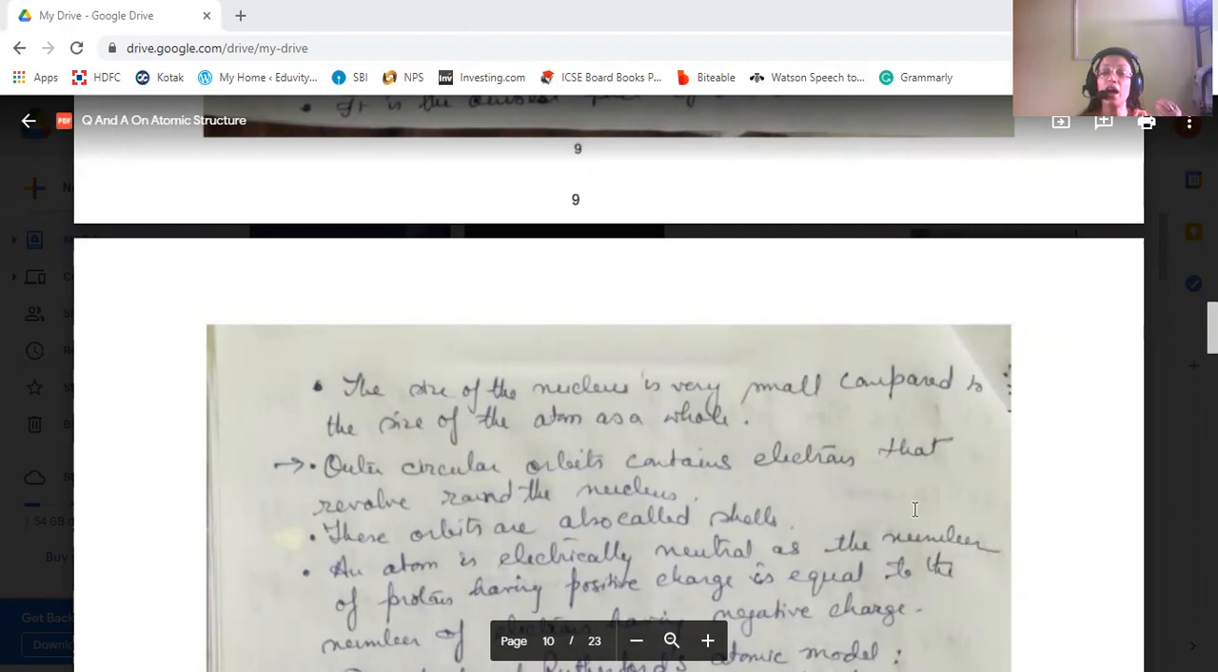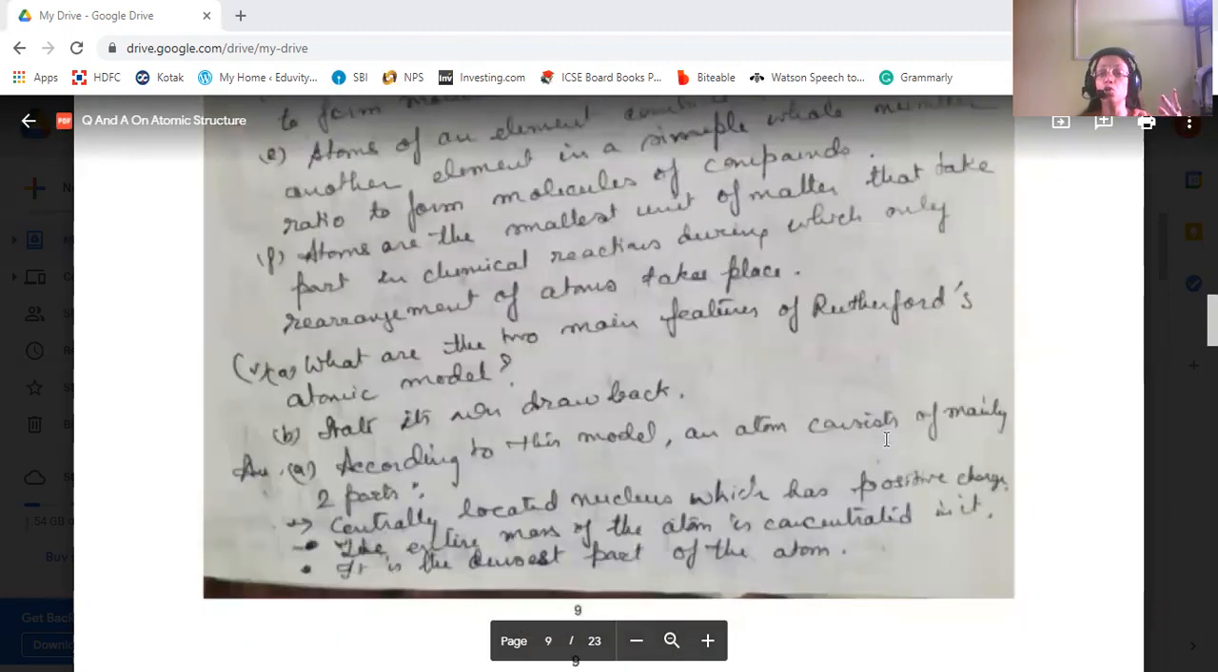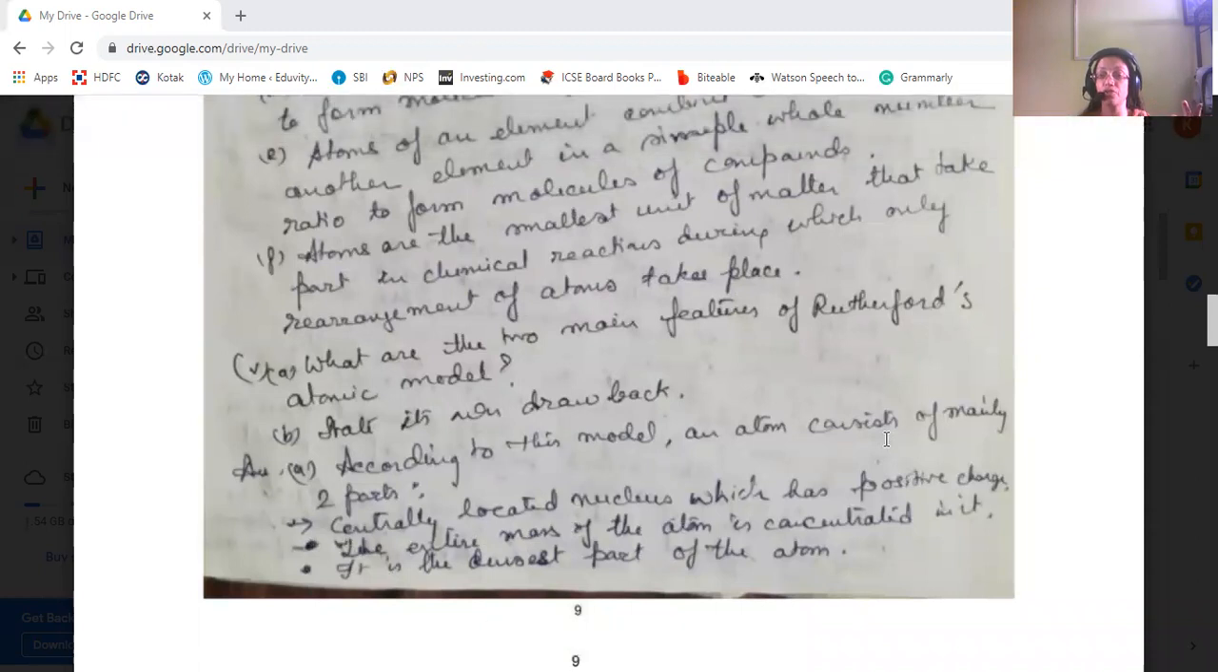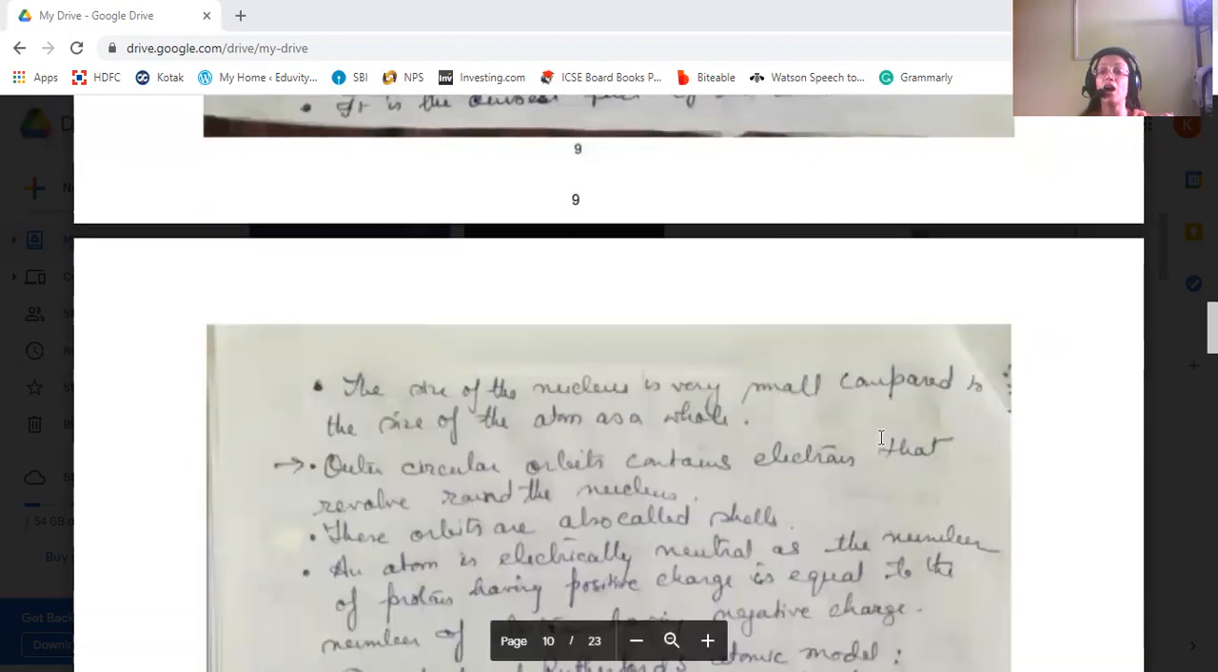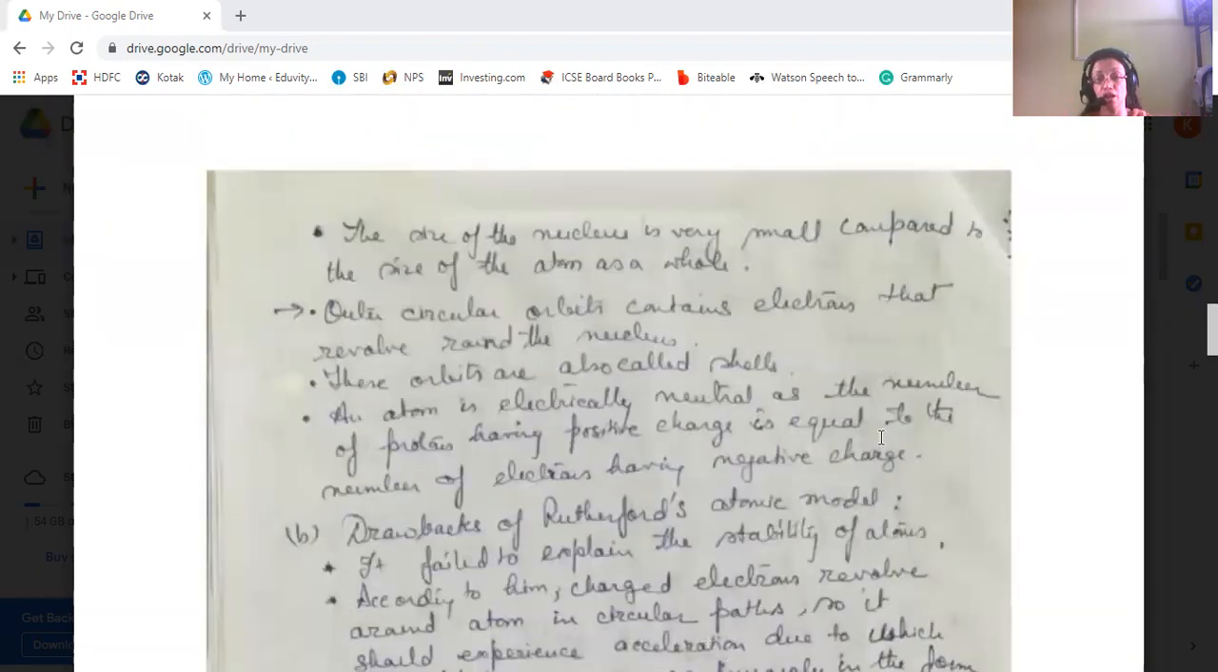Now, I told you there are two parts according to Rutherford's model. One is the centrally located nucleus. Another is the outer circular orbits, which contain the electrons that revolve around the nucleus. According to Rutherford, these orbits are known as shells. An atom is electrically neutral because the number of protons having the positive charge is equal to the number of electrons, which have the negative charge.